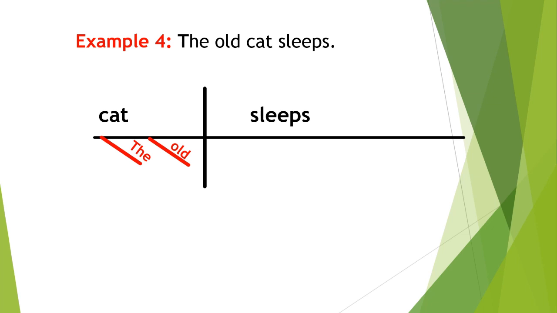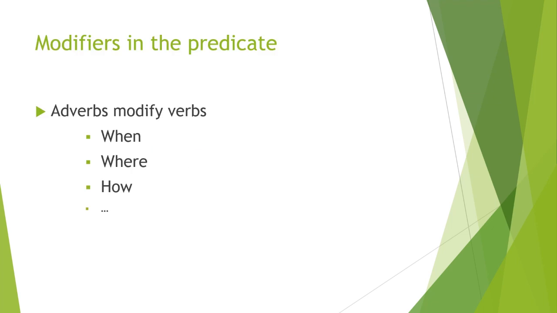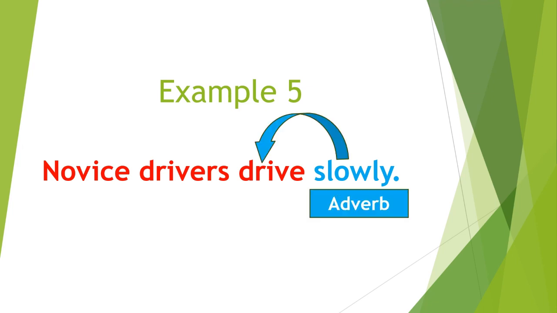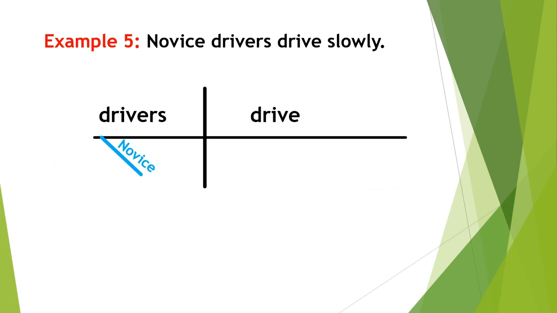Now let's move on to modifiers in the predicate. We have established that verbs can be modified by adverbs, which tell us how, when, or where something happens. In the sentence, "Novice drivers drive slowly," "slowly" is an adverb that tells us how novice drivers drive. When diagramming adverbs, we place them on a slanted line under the verb they modify. So, "slowly" will go on a slanted line below the verb "drive."